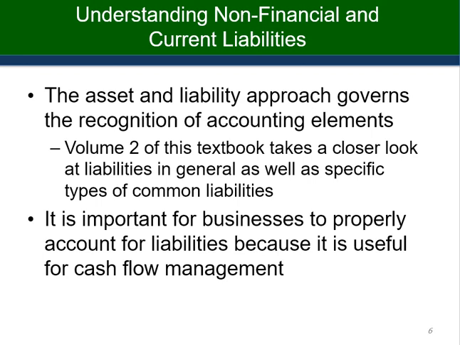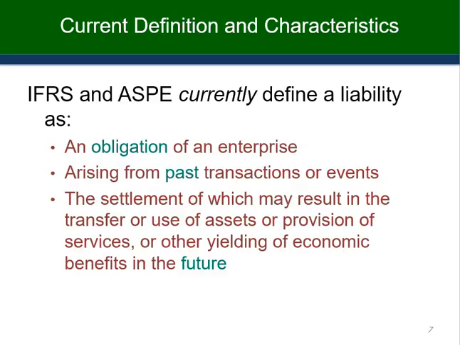So what exactly is a liability? Well, a liability, as defined under both IFRS and ASPE, has three essential characteristics. There's an obligation of the enterprise. It's from a past transaction, and the settlement is going to take the use of assets or provision of services or giving up of other economic benefits in the future. So if you've already given up the benefits, you no longer have a liability.